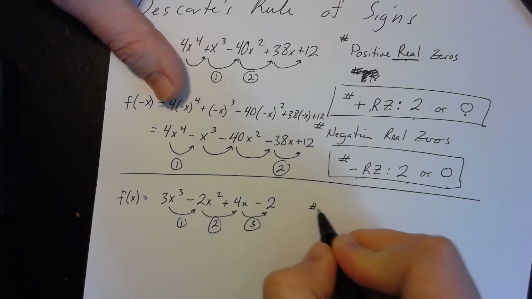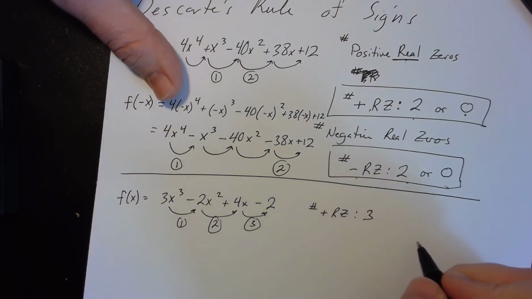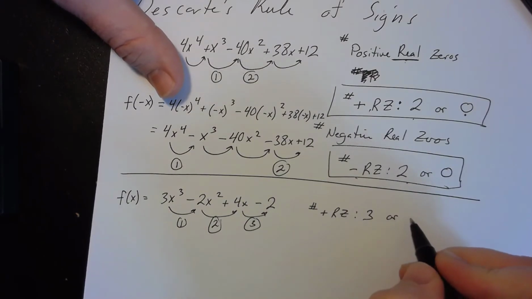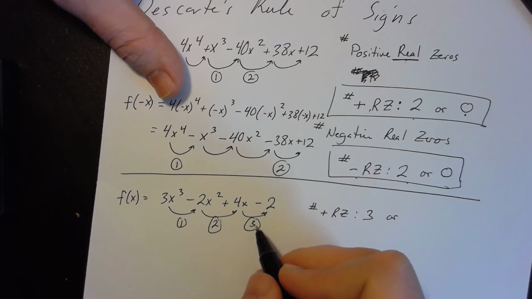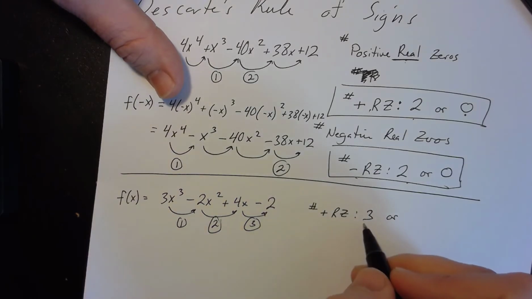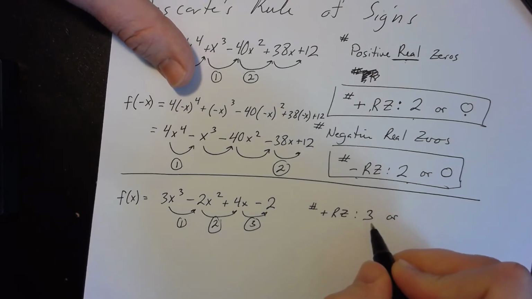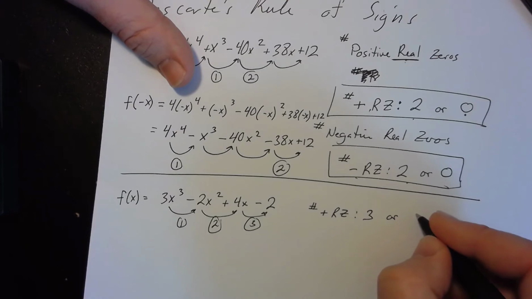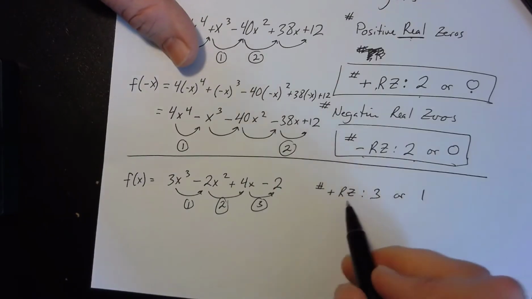That means that the number of positive real zeros will either be the number of sign changes, 3, or it will be a number of sign changes that is less than that, such that we're subtracting an even number. Well, the only number I can subtract from 3 that's even is 2, so that I don't get a negative number. So I'm going to say 3 or 1 positive real zeros.